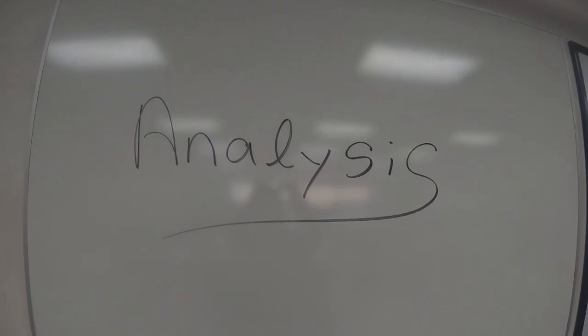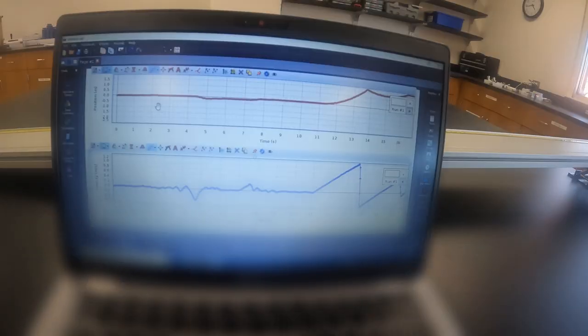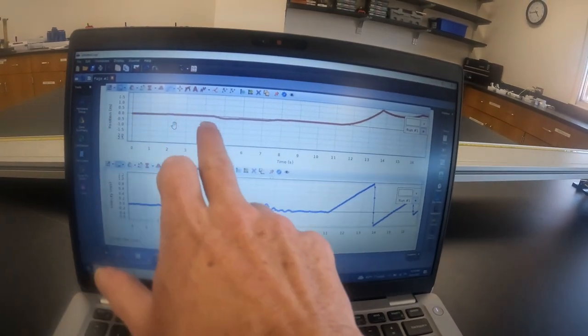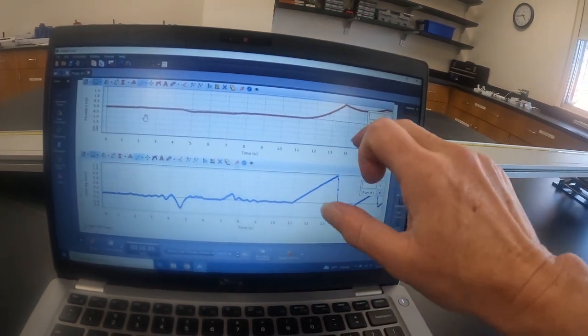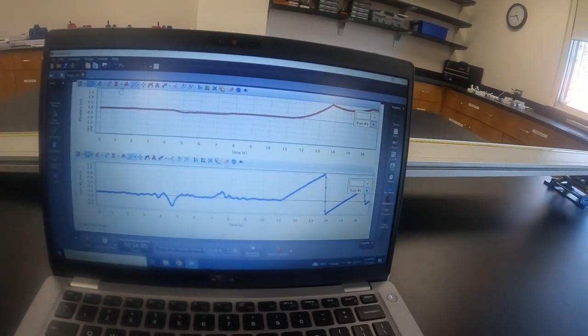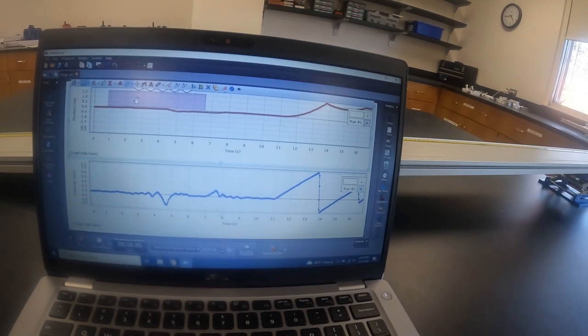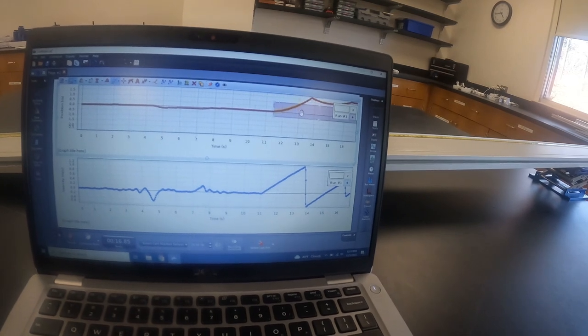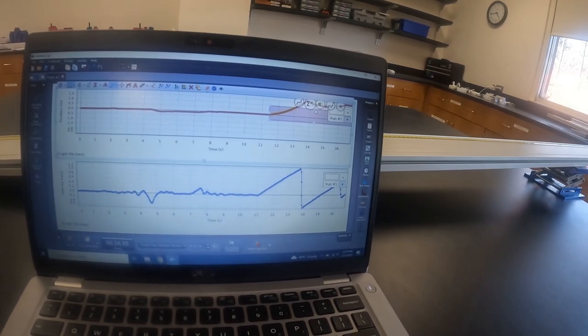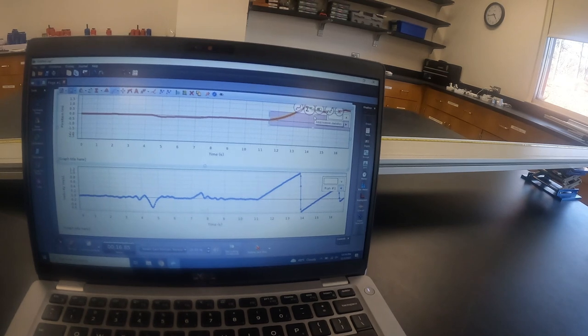Analysis. This particular run of data had a lot of information. A lot of holding. Here's the release. There's the acceleration towards the bumper, and there's the bumper. So we will go to the highlighter button. Only choose the data where the cart is accelerating towards the bumper.